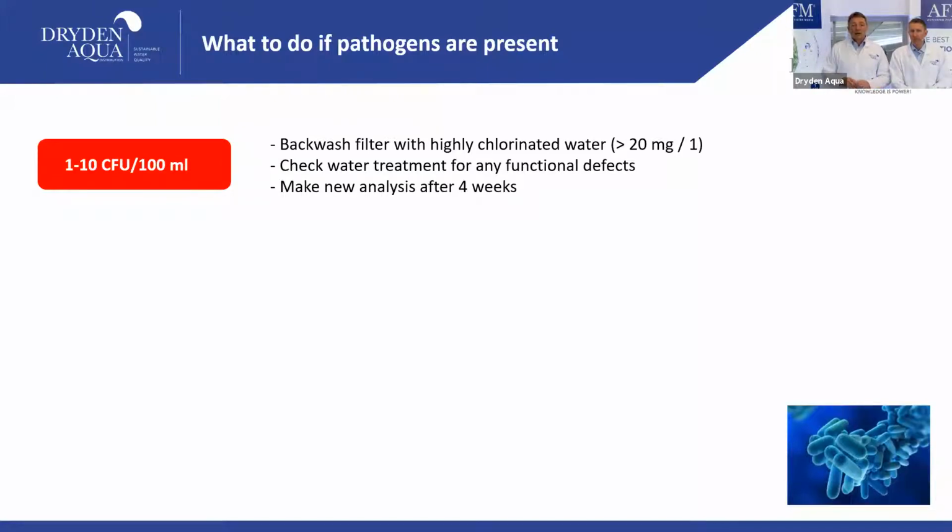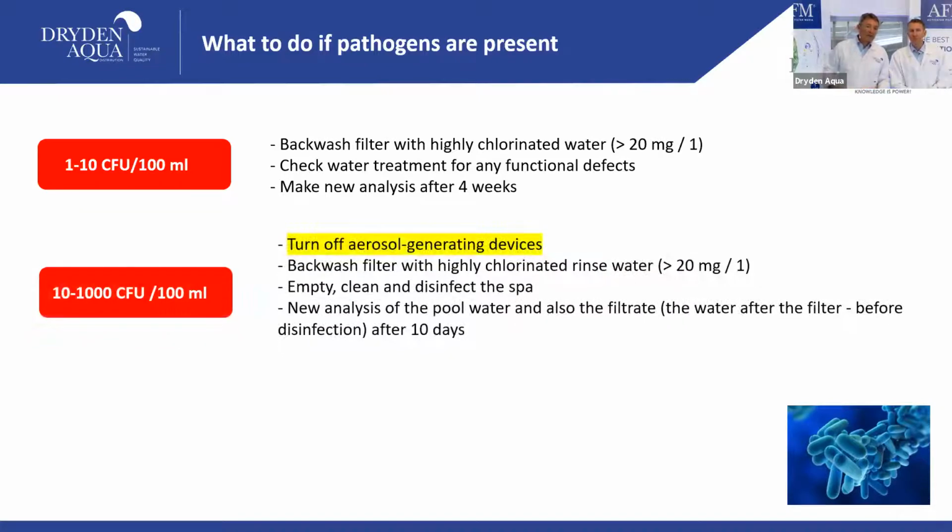Check your water treatment for any functional defects. Maybe look in the sight glass: do you have bed expansion? If you don't, there must be a problem. Maybe your backwash valve is not working, or your hydraulics is bad. Then do another analysis after 4 weeks. If you're in the middle class, between 10 and 1000, you have to turn off your aerosol generating devices. We talked about this. You can drink the water, not a problem, but don't breathe it in. This is not good.